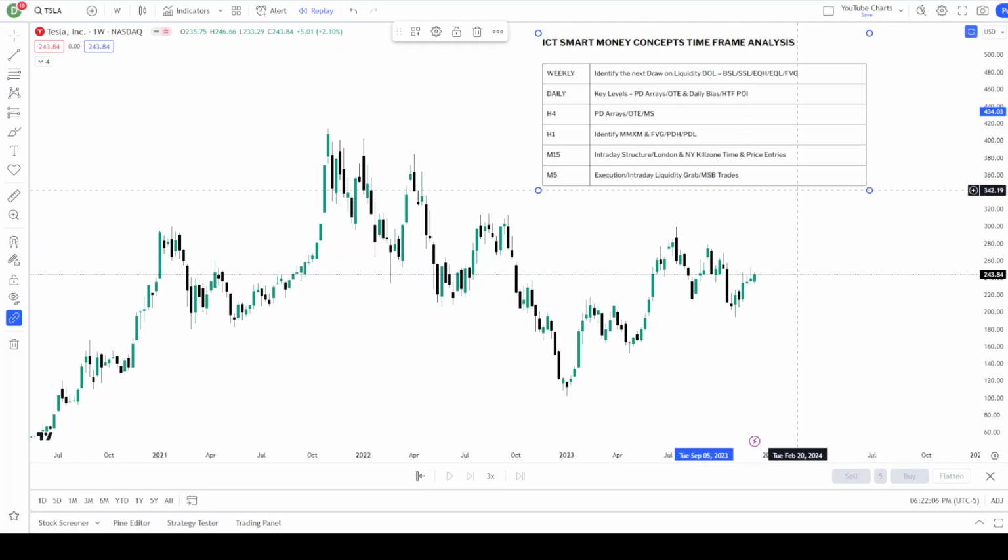So we're going to start by looking at Tesla. And as many of you know who have followed this before, what we're doing is we're starting with a clean chart. We're going to be looking at the ICT Smart Money Concepts timeframe analysis.